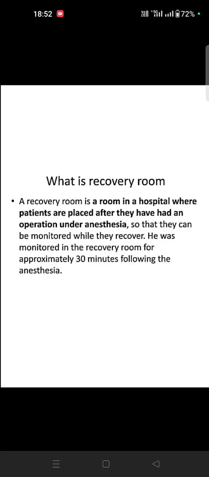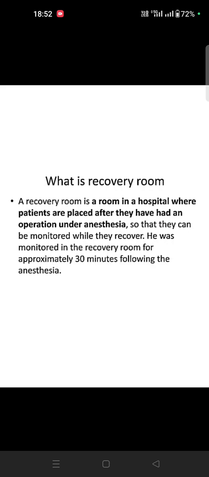So good morning guys. Today the class is about recovery from anesthesia. So what is the recovery room? The recovery room is a hospital area where the patient is placed after surgery.